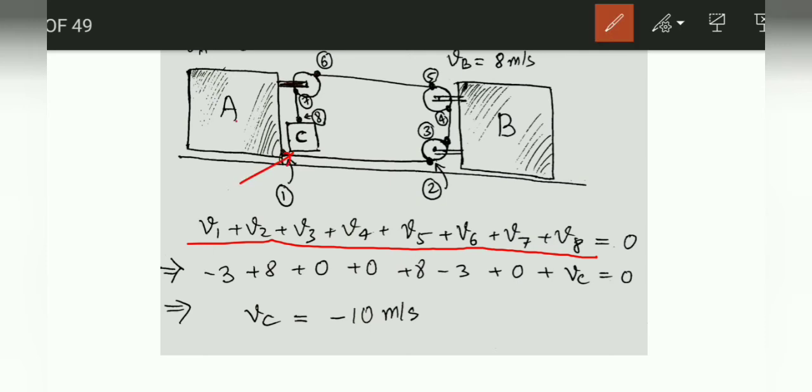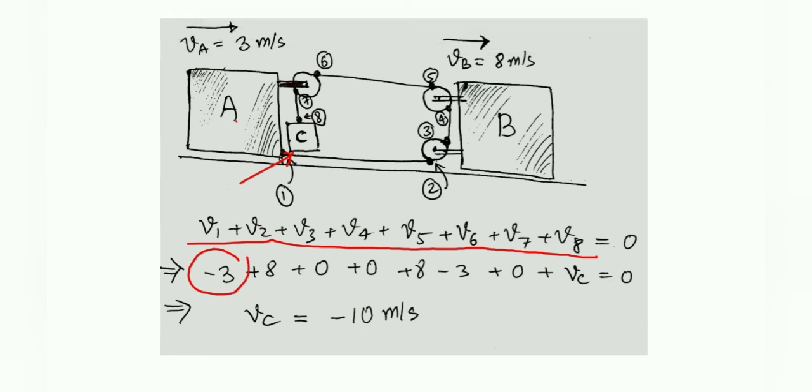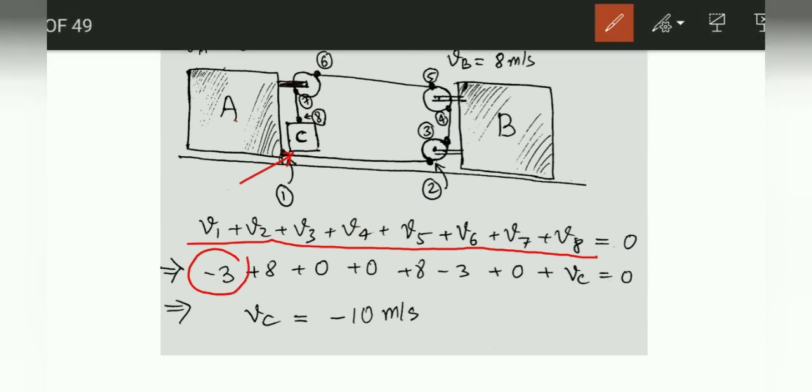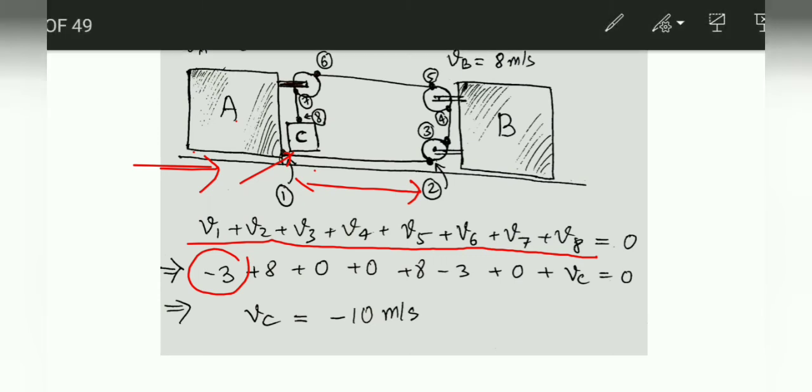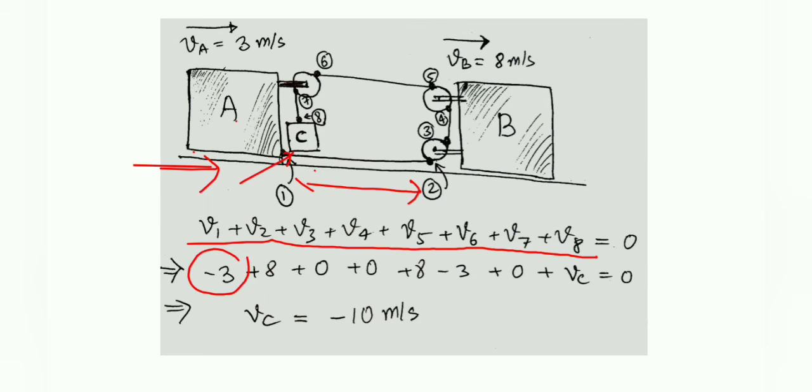Point 1 is attached to A. So we are taking A as -3, because A is moving in this direction, to the right, and this will have a tendency to decrease the length from 1 to 2. So we are taking it as -3. What about 2? 2 is connected directly to B, and this is actually +8 meter per second, because its tendency is to increase the length of the string segment between 1 and 2. Now the tricky part, that is what is 3.